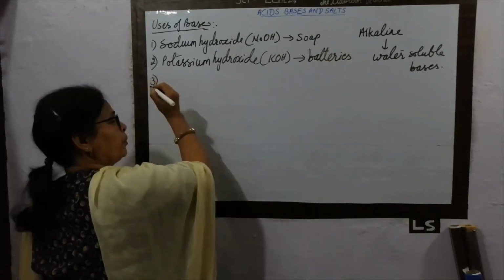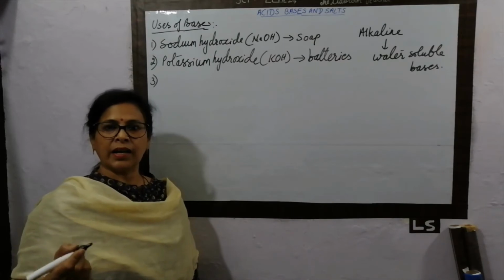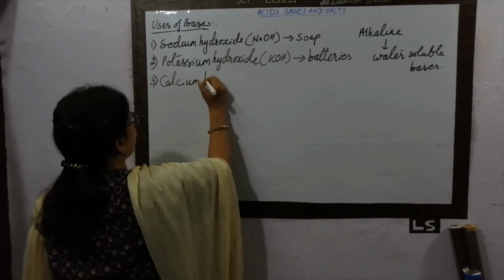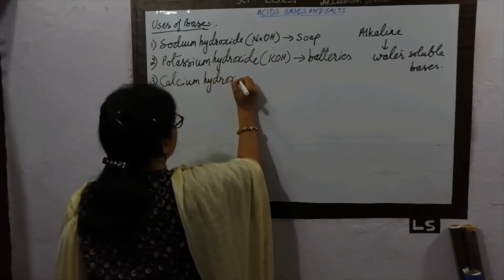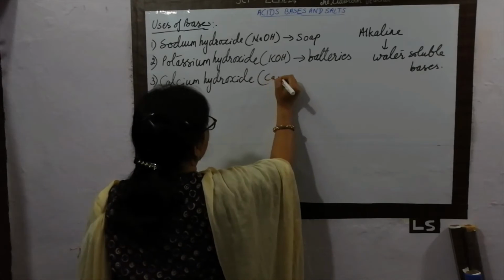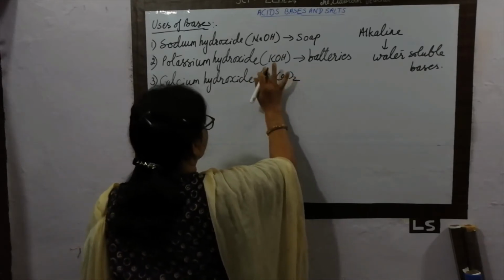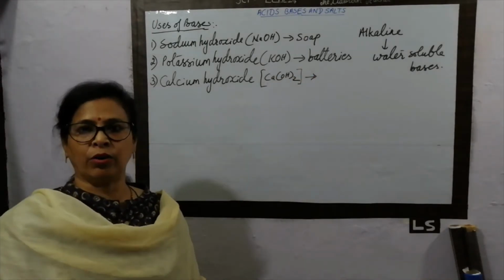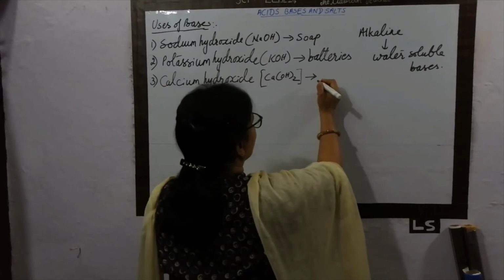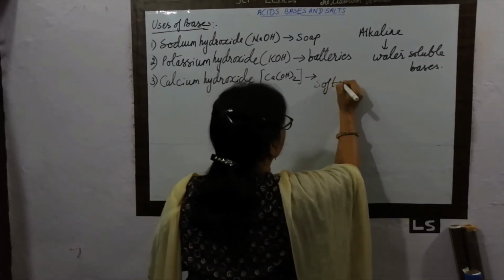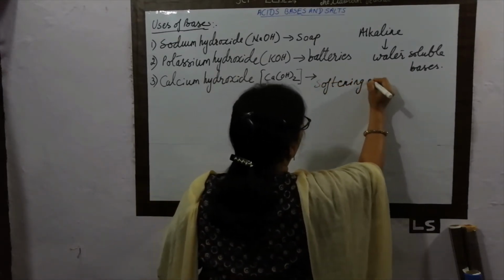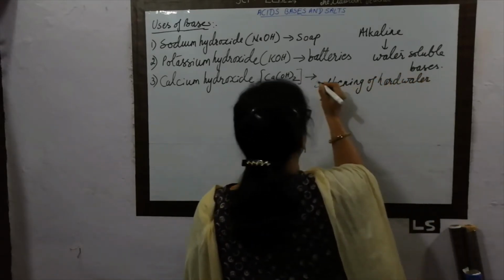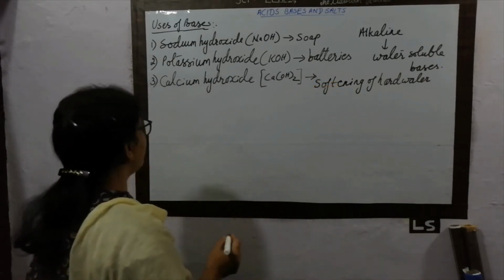Okay. One more base which is very important is calcium hydroxide. It is CaOH2. Calcium hydroxide is used for softening of hard water. It's a very important use of calcium hydroxide.